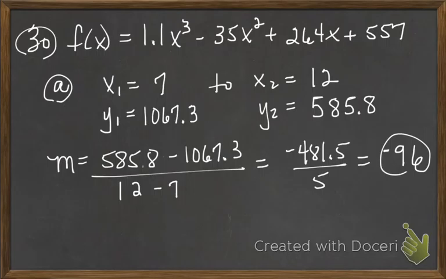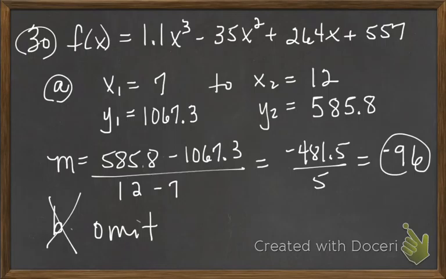A secant line is just a line that crosses another graph at 2 points. Find the slope of the secant line between x sub 1 is 7 and x sub 2 is 12. D says, does the slope from part B, we can't do the B part because we didn't do number 49, so let's just omit the B part.